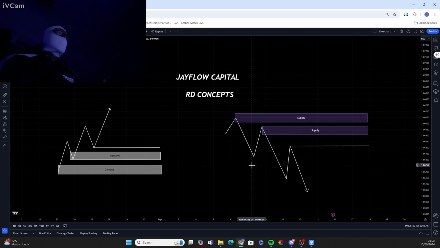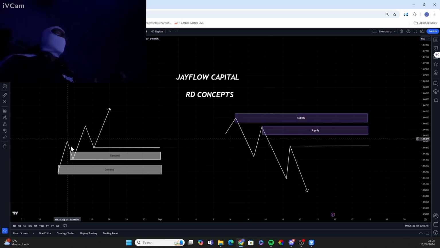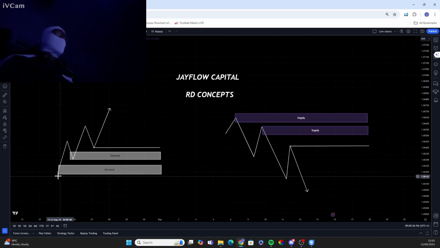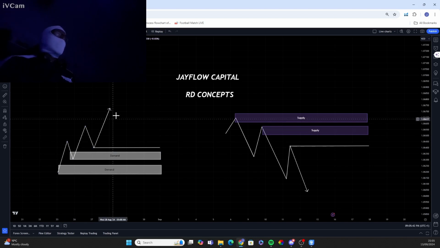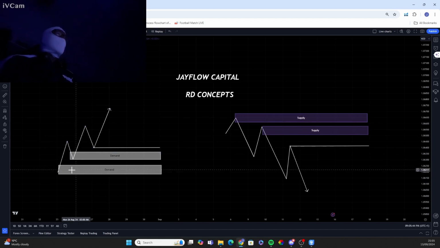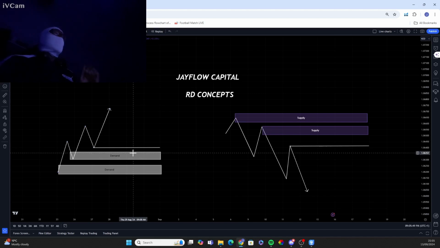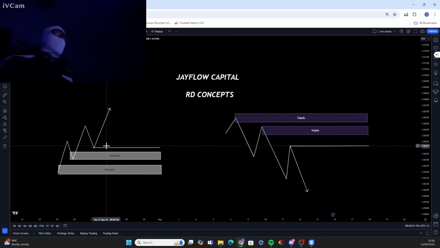So when using RD's concepts, this is what we want to see for a buy scenario. We want the markets to be printing higher highs, lower highs, higher highs, lower highs, etc. And then we want to allocate our demand zones. However, we can't draw every single demand zone because we need liquidity to be above the demand zone.